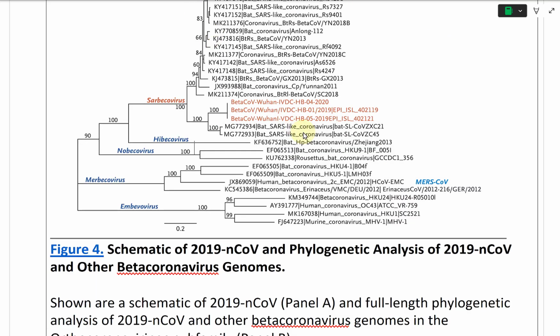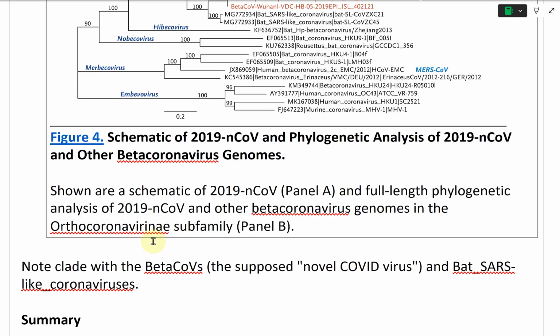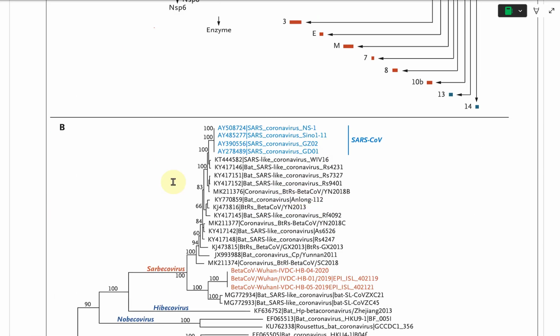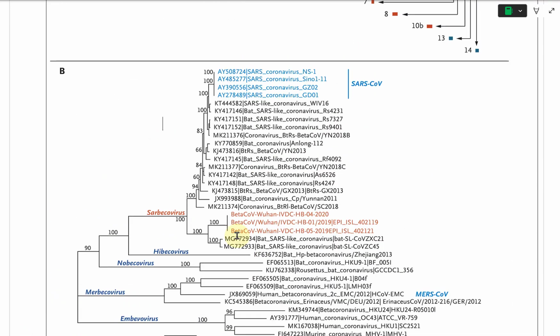And yeah, so there's a whole bunch of classification. And there's the MERS over here. So MERS over there, and these are the SARS-CoV-1. Now these are the beta coronavirus, the new ones. It's going to be somewhere in there. Interesting. So figure 4, schematic of 2019 nCoV and phylogenetic analysis of 2019 nCoV and other beta coronavirus genomes. As shown are a schematic of 2019 nCoV, panel A, yeah, this is right here, nCoV, and full-length phylogenetic analysis of 2019 nCoV and other beta coronavirus genomes in the Orthocoronavirinae subfamily. Yes, very, very fascinating.